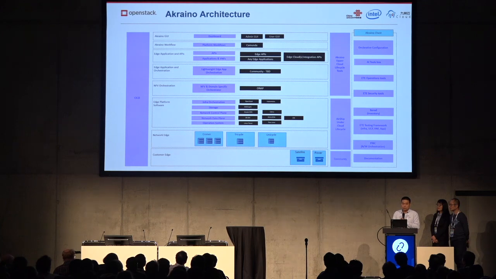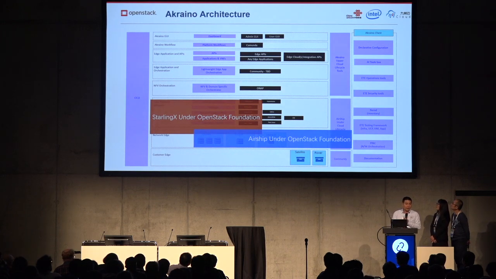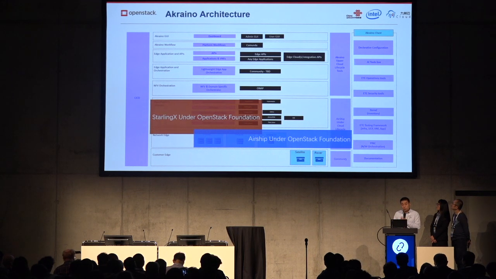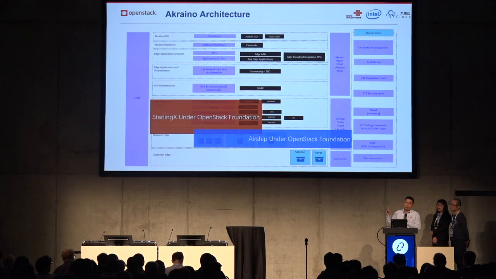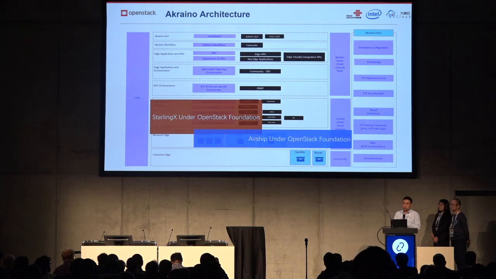Okay, so two projects are related to Akraino. One is StarlingX, another is Airship. They have different scopes. StarlingX is more focused on infrastructure in one edge site, and Airship does something like deployment to multi-site. They have some progress in this summit, and we saw some synergy effort in the past months. But they have overlapping scope, especially in the deployment effort. So this is what we have from the architecture level for those three projects.